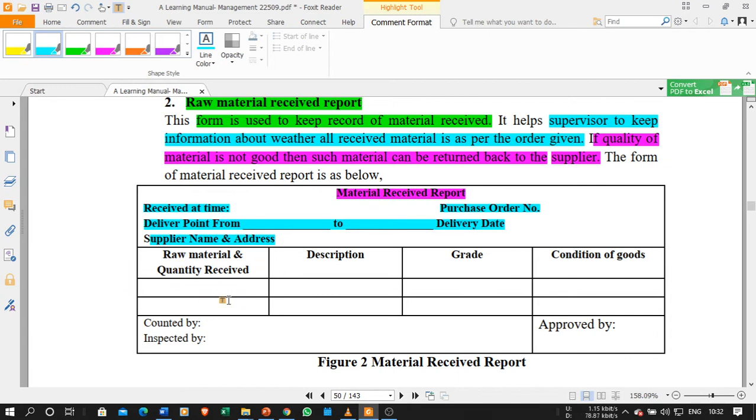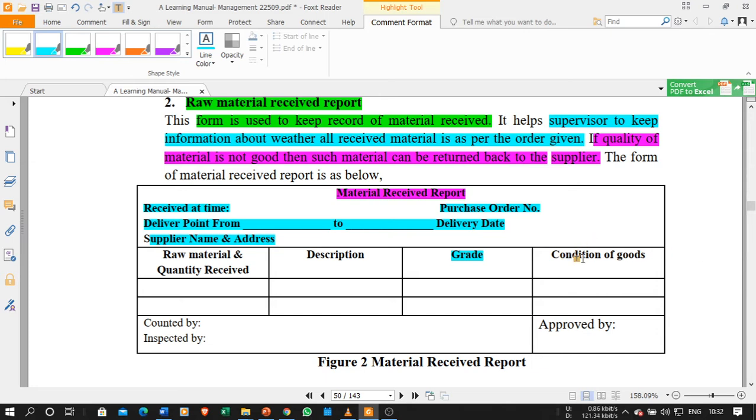How much raw material you have received, quantity, what is the description of that, what is the grade. Grade it's given by the quality team is there. There is a separate department in the organization that is called as the quality control department, QC department. The quality control department will just find out, and then condition of good, whether it is damaged or it is intact, okay, seal is broken or like that one.